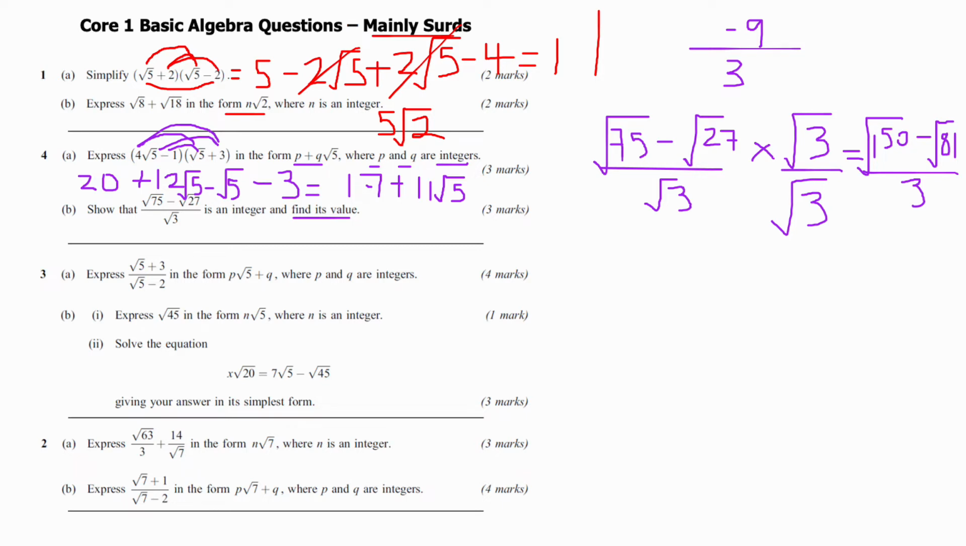So root 150 is root 25 times root 6. So we are going to have 5 lots of root 6 here. Oh, sorry guys, I think I've made a mistake here. It's the square root of 225, not 150. I apologise.